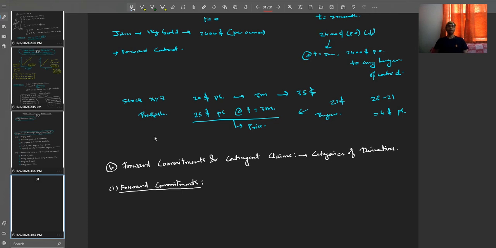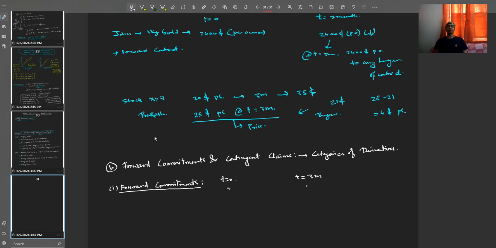Let's say you have got into a forward commitment for 3 months, that is T is equal to 0 right now, and the commitment execution time comes at 3 months. Now at 3 months, whether you are making a loss out of this contract or making a profit out of this contract, you have to execute the contract.